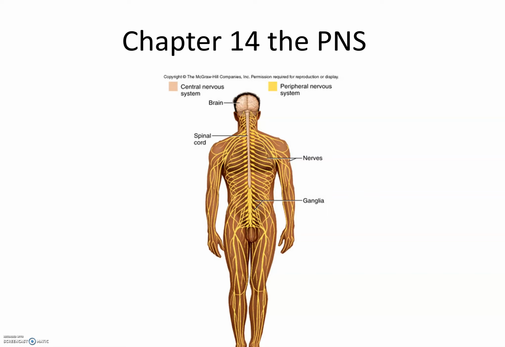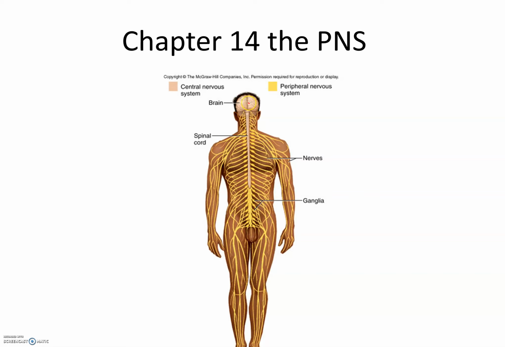Welcome to Chapter 14, the peripheral nervous system. In this lecture, we will look at the spinal nerves, we will look at the general senses, and we'll look at the four plexuses that are associated with the neck and the limbs. So, what is the peripheral nervous system, or PNS?